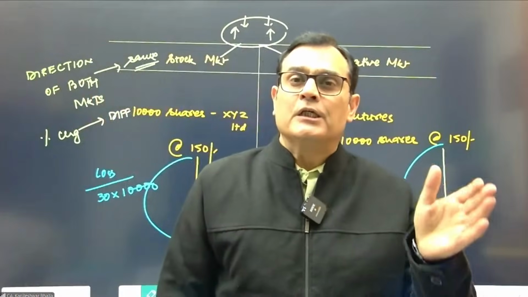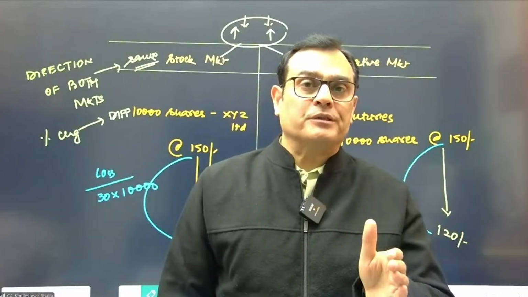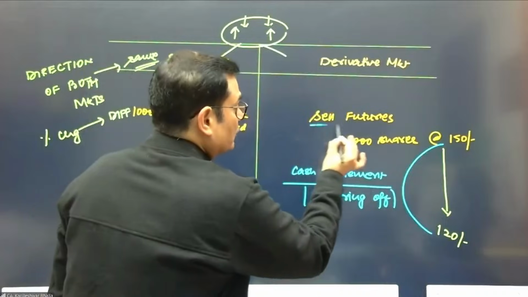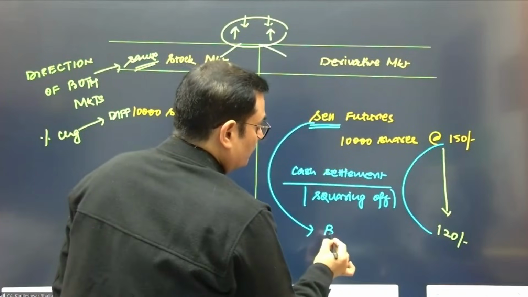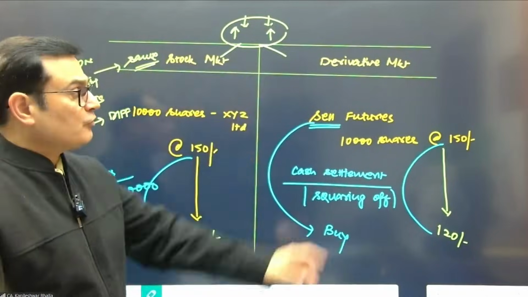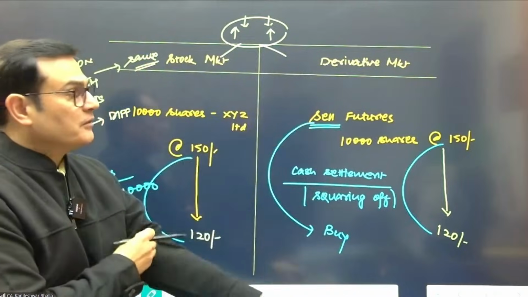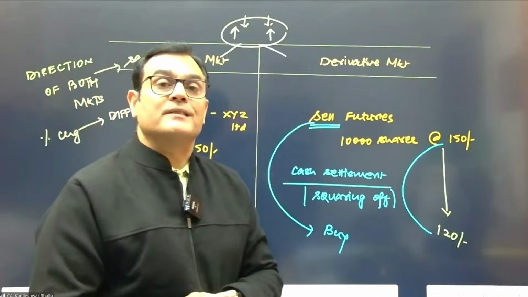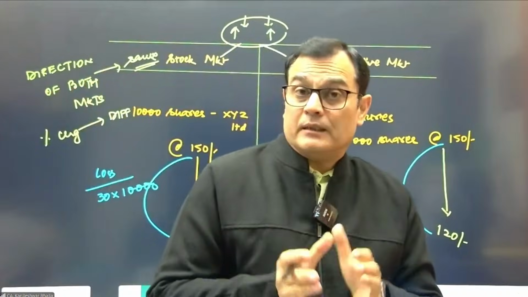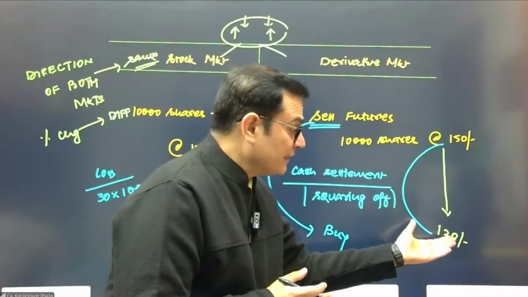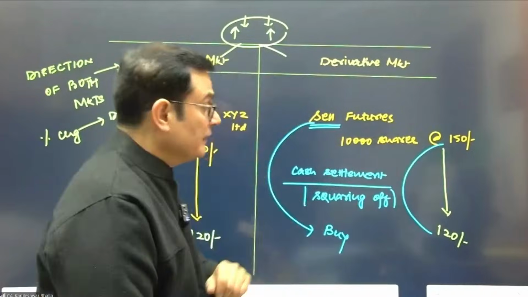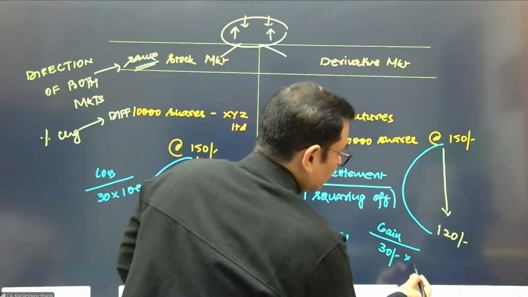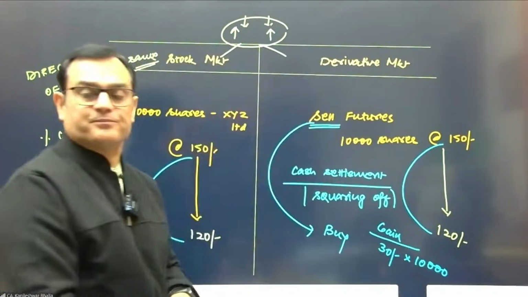Now, what is squaring off? You need to take an opposite position to set off the transaction. If you said that you will sell the futures, what do you need to do? You need to now buy the futures. So you need to take an opposite action. If you sell the futures, to square off the transaction you need to buy the futures. Now imagine that you buy at 120 and then you sell at 150, then you are going to get a gain to the extent of 30 rupees per share into a total of 10,000 shares.